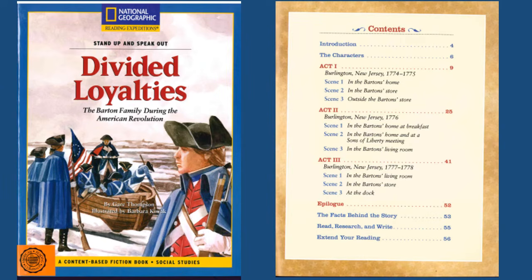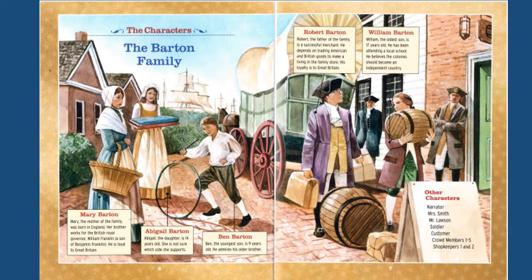Divided Loyalties: The Barton Family During the American Revolution by Gare Thompson, illustrated by Barbara Kawak. Today you'll be reading Act 1, Scene 3, Outside the Barton Store. The Barton Family: Mary Barton, the mother; Abigail Barton, the daughter; Ben Barton, the youngest son; Robert Barton, the father; William Barton, the oldest son; and other characters: narrator, Mrs. Smith, Mr. Lawson, soldier, customer, crowd members 1 through 5, shopkeepers 1 and 2.